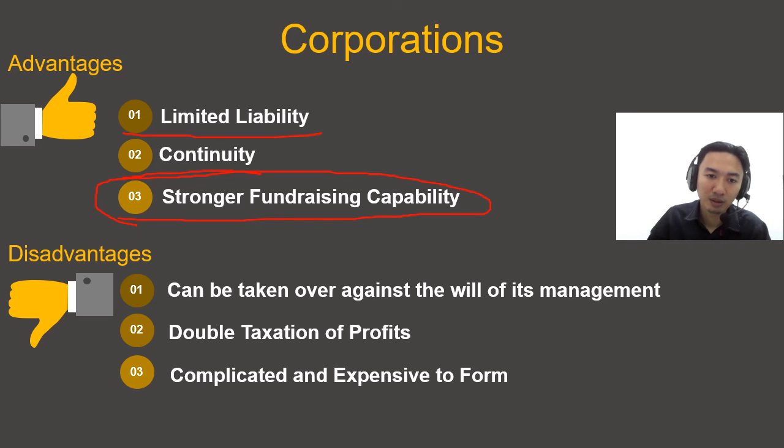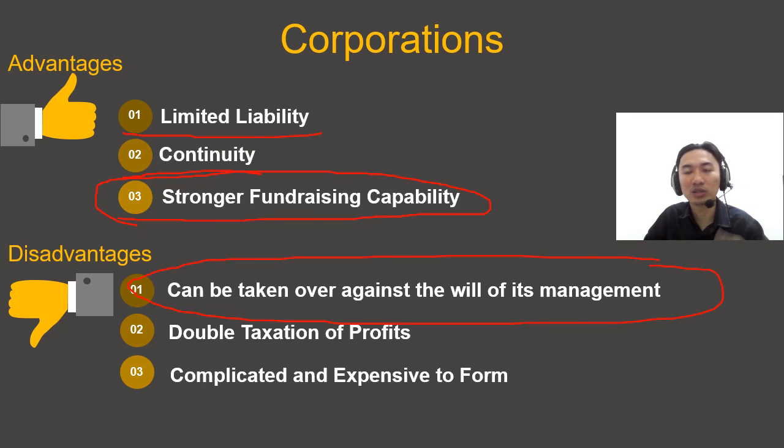Some of the disadvantages of corporation. The first one is that the corporation can be taken over against the will of their management. You see, if you buy the shares to a certain percent, more than 50%, you own the company. Doesn't matter if the owners or the managers like it or not, it doesn't matter.